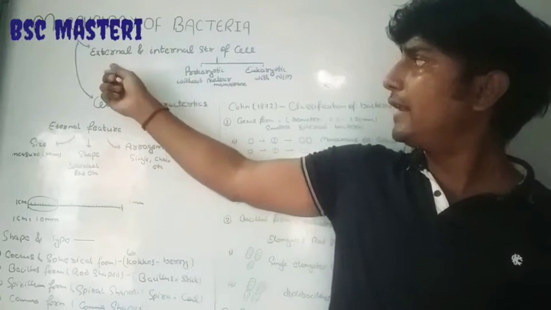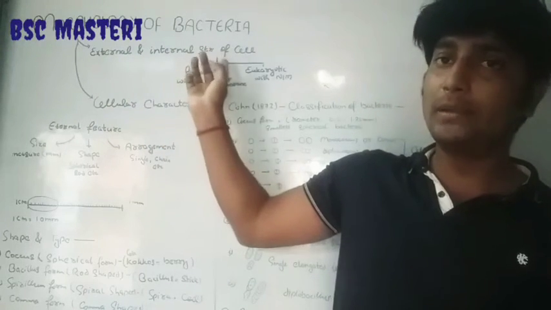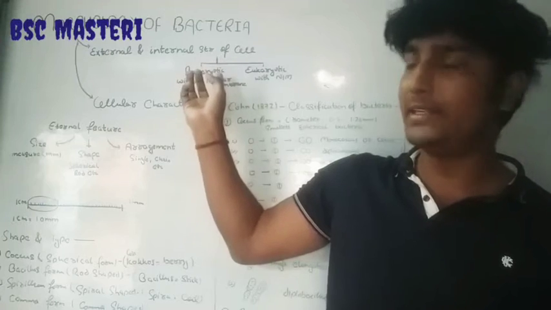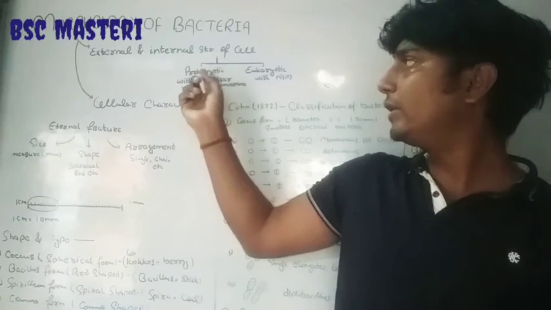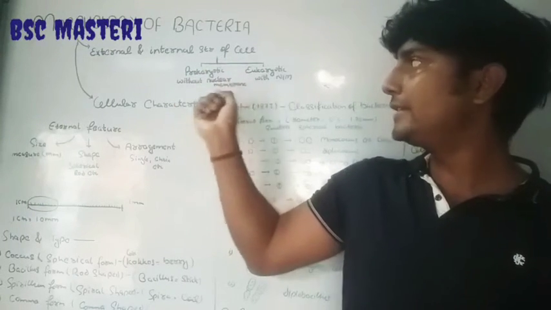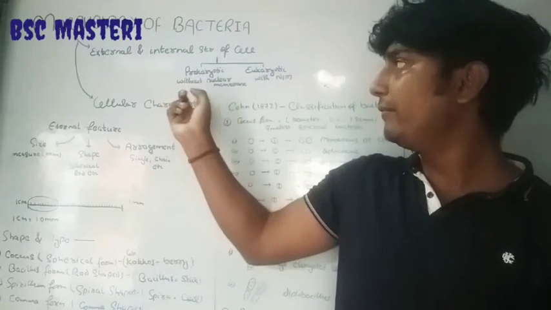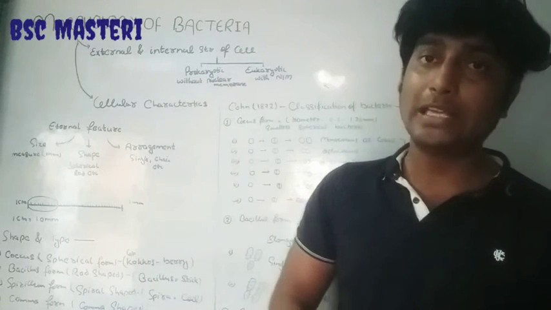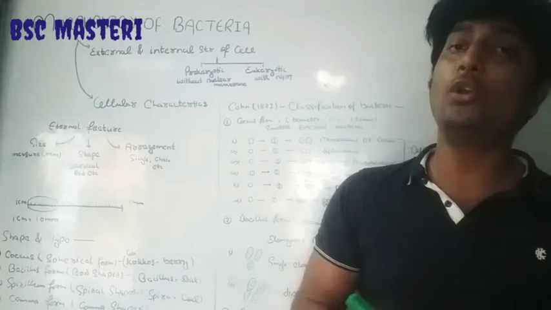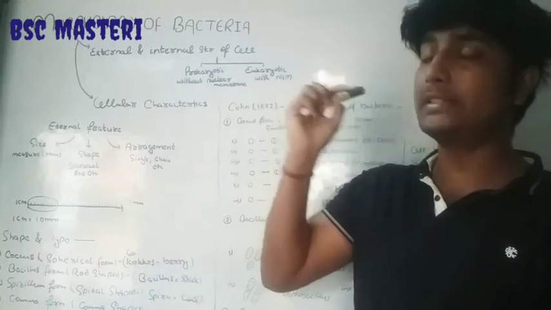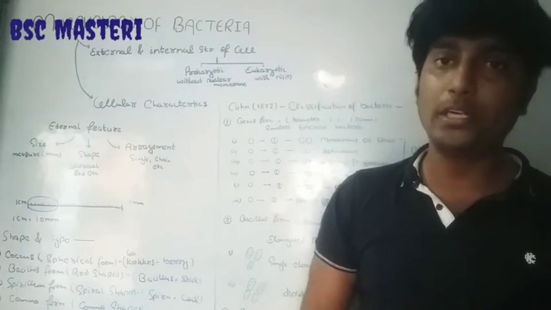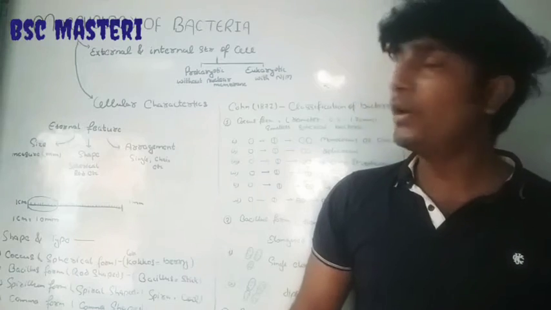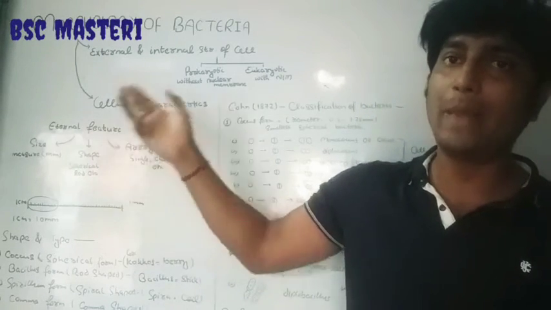In the internal and external structure of the cell, first there are two types of cells seen in bacteria and other organisms, which are the prokaryotic and eukaryotic cell. A prokaryotic cell is without a nuclear membrane, and in a eukaryotic cell, the cell is present with a nuclear membrane. So we are going to further discuss the external features of bacteria.